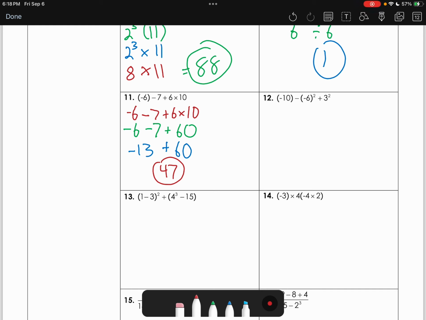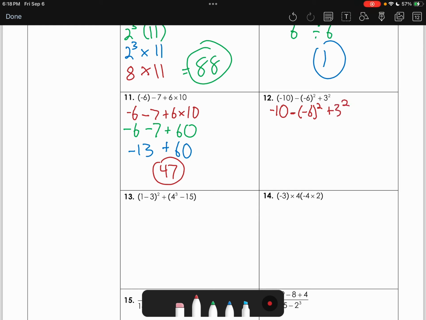Okay, moving over to 12, we have negative 10 minus negative 6 to the power of 2 plus 3 to the power of 2. We got quite a few things to do here. So let's rewrite this for some simplicity as we go. So this negative 10, it's in the parentheses just because of the negative symbol. We're going to take it out just for what we're doing today. All right, negative 10 minus, and in parentheses, negative 6 to the power of 2 plus 3 to the power of 2.